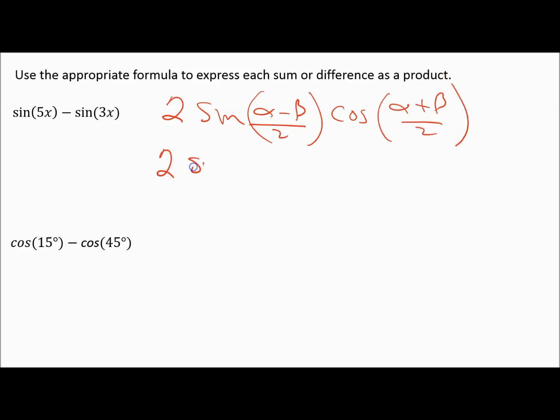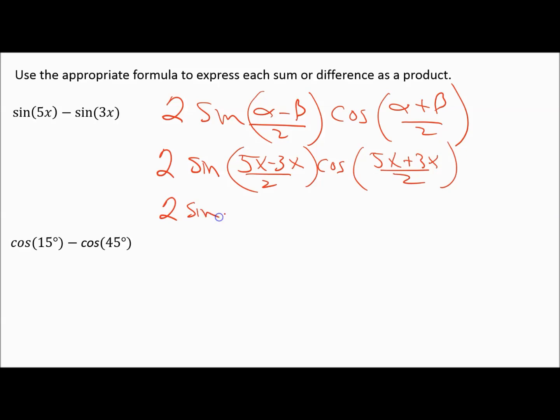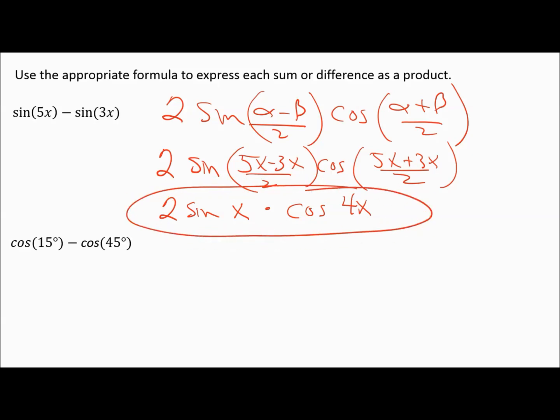So I've got 2 times the sine of alpha minus beta, alpha the first guy, beta the second guy. So 5x minus 3x over 2, times the cosine of, let's add them, 5x plus 3x over 2. So now I have 2 times the sine of 2x over 2, and I think everybody would be comfortable with me putting x, times the cosine of 5x plus 3x, which is 8x over 2, or 4x. So what have we done? We have turned a difference into a product. So we are finished with this problem.